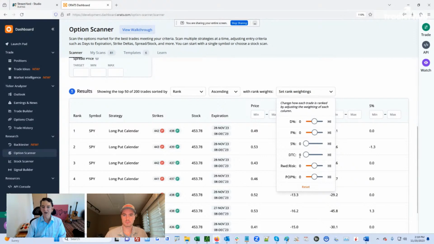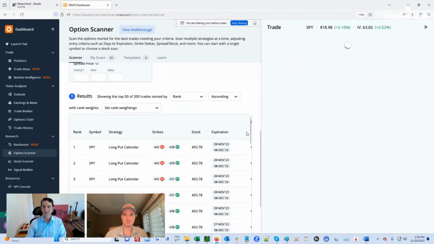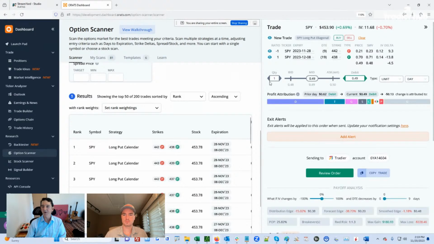DTC is, if you have a high delta, it gives you control of how much it costs to control the delta. That isn't that important for this particular trade. There's not much delta here. Reward to risk and probability of profit, those are important. So I like our ratings here. And so now we have the 442, 438. So let's click on this and see what the payoff picture looks like.